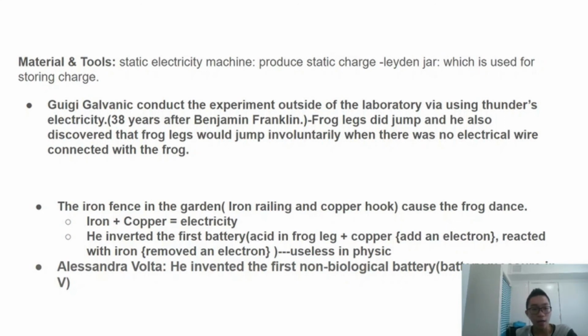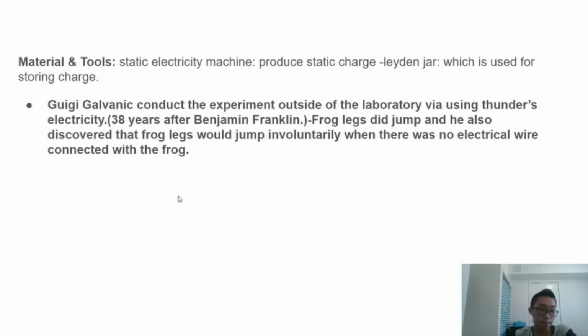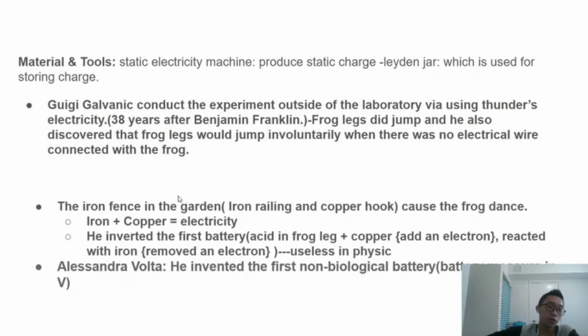That guy, Alessandro Volta, is the second guy I mentioned before. This is why we call this electrochemical cell a voltaic cell, because of that guy. And this guy, Alessandro Volta, invented the first long-lasting battery, and this battery is very useful nowadays, and this is why we measure voltage using the symbol V.